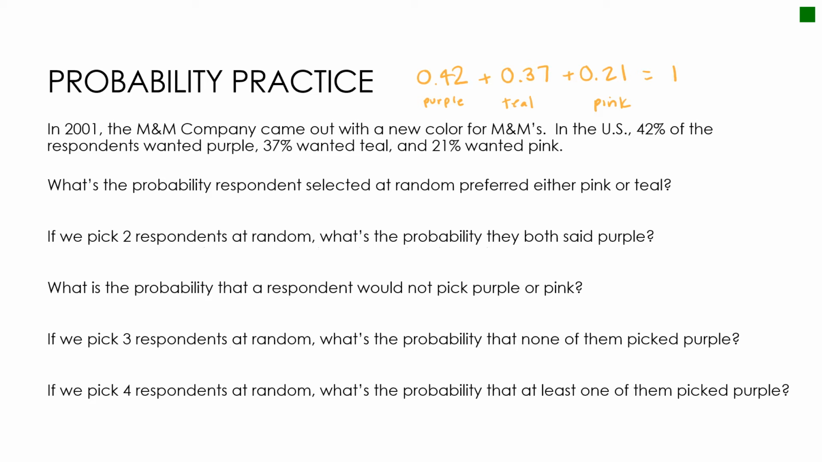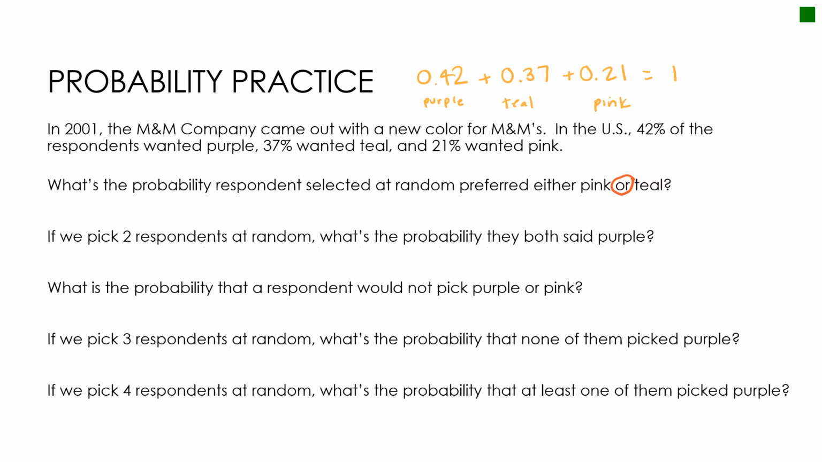If I were to get a value greater than 1, then it is possible that they allowed people to choose more than one color. If I got a value that was less than 1, it's possible that some of the responses were not included. So I did get a 1, so I'm okay, so now I'm going to get started on these questions. So first, what is the probability that a respondent selected at random preferred either pink or teal?